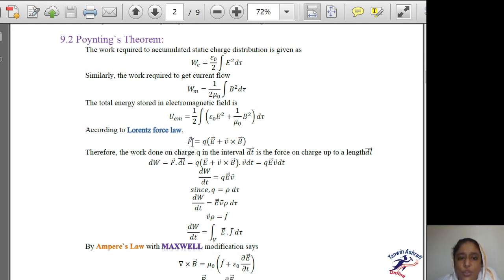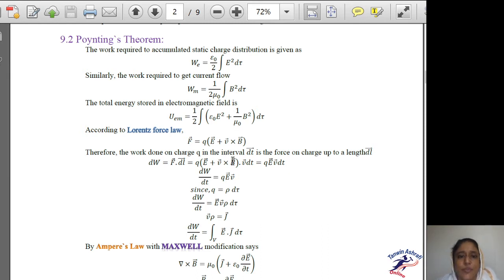According to the Lorentz force, F is equal to q times E plus v cross B. Therefore, the work done on a charge in an interval dt is the force on the charge over a length dl. So dW is equal to F dot dl. Now F is the Lorentz force, that is F equal to q times E plus v cross B, and dl is the length segment, which is nothing but velocity times time, that is v dt.